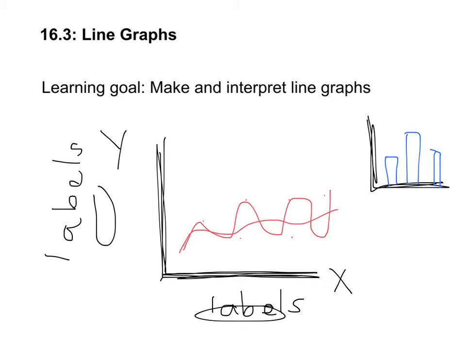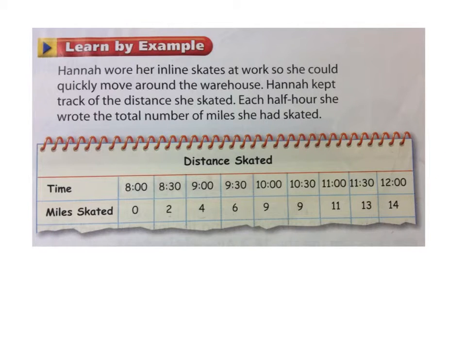Okay. Let's look at this. It says, Hannah wore her inline skates at work so she could move quickly around the warehouse. Hannah kept track of the distance she skated. Inline skates are not roller skates, but they're called Rollerblades. Yes, rollerblades. Okay? So Hannah wore rollerblades because she works at a warehouse and she wants to get around quickly. So she kept track of the distance she skated.